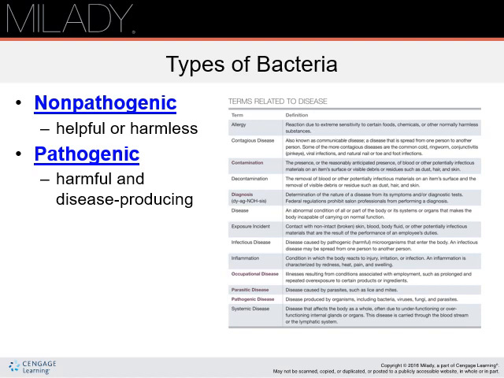Types of bacteria. There are thousands of different kinds of bacteria that fall into two primary types. Non-pathogenic bacteria are helpful or harmless and perform useful functions, such as decomposing refuse and improving soil fertility. They help metabolize food, protect against microorganisms, and stimulate immune response. Pathogenic bacteria are harmful and disease-producing when they invade plant or animal tissue.